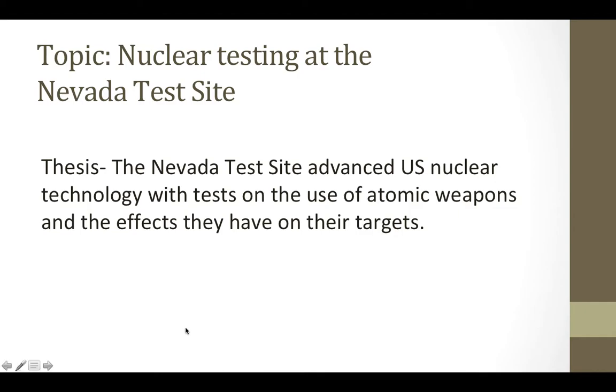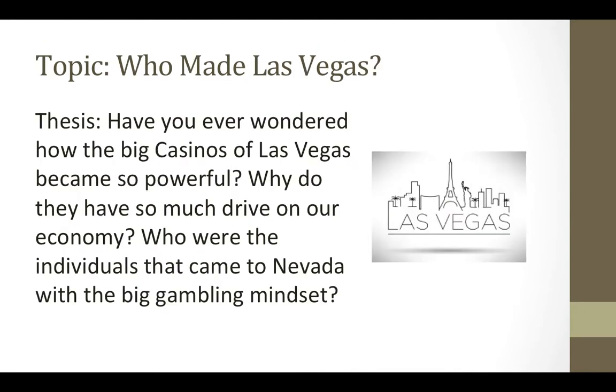Also, I got really specific. What are the tests? Well, there are tests on the use of the weapons and tests on the targets. What happens to the stuff that you're blowing up? So that's more specific. How did it advance? It advanced them in 2 main areas, right?